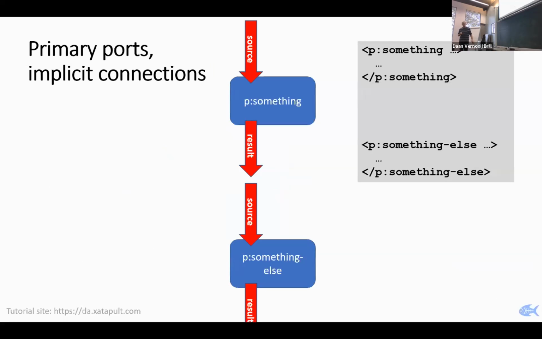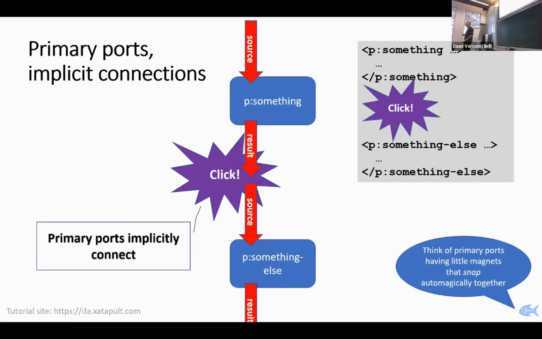And why are they so important? That is because if you write steps in your pipeline, primary ports automatically click together. So if you have up there a p something and below that a p something else, what flows out of the primary port of the first automatically flows into the primary port of the second. Nothing you have to do about it, no programming at all required. It just works. They implicitly connect. It's called implicit connection in XProc.